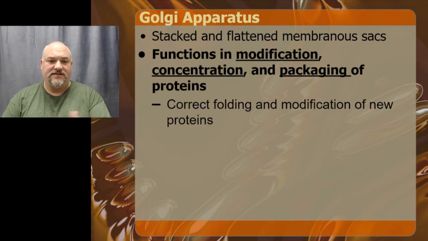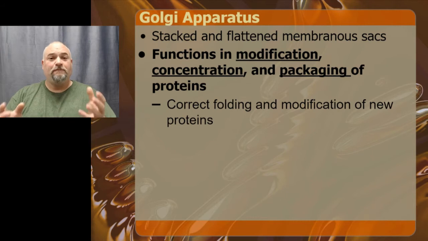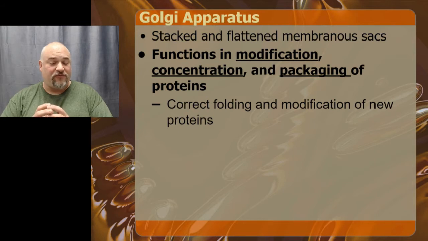So to get a little more specific, the modification part, they correct folding and modification of new proteins. So proteins, remember, they have their primary shape and then they have to fold up into their secondary and tertiary and quaternary shape. Some of that can happen in the cytoplasm, some of that happens in the ER, but there are enzymes within the Golgi which can help correct that, can unfold and refold things to make sure they're folded properly.